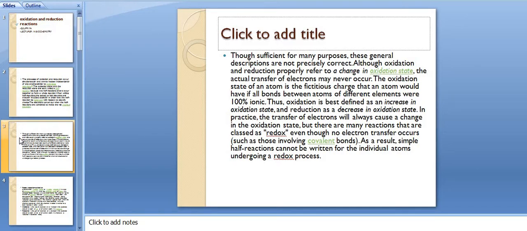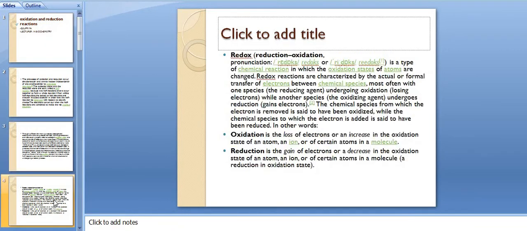In practice, the transfer of electrons will always cause a change in the oxidation state, but there are many reactions that are classed as redox even though no electron transfer occurs, such as those involving covalent bonds. As a result, simple half reactions cannot be written for the individual atoms undergoing a redox process.